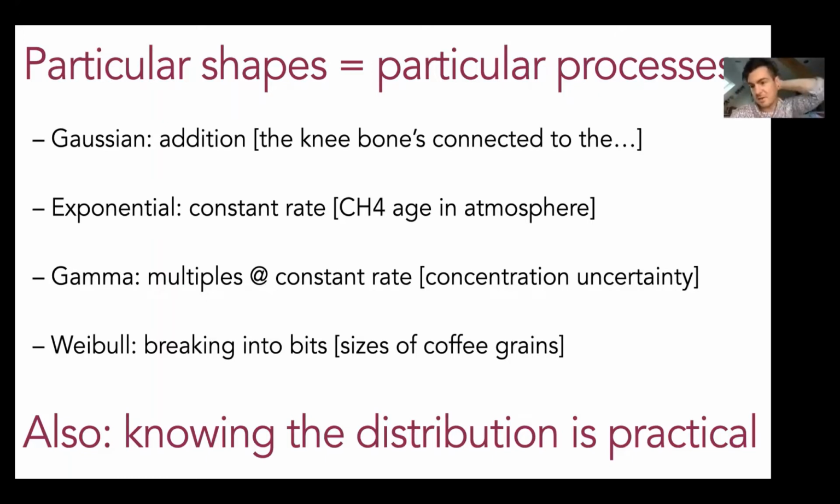Similarly, exponential distributions happen all the time, and that happens because a process occurs at a constant rate. So if I look at a bunch of methane molecules in the atmosphere, then their age is going to be an exponential distribution because their death could happen at any random moment in time.